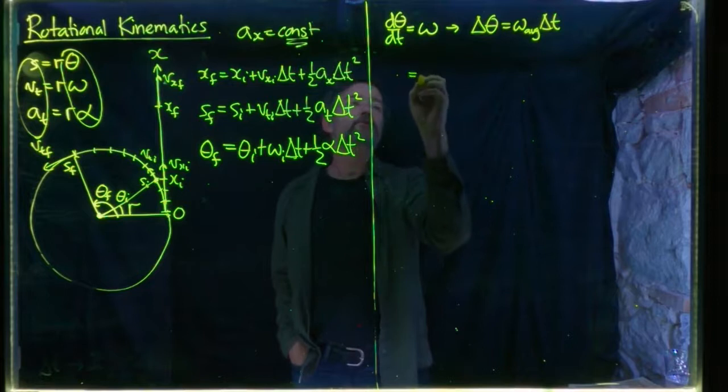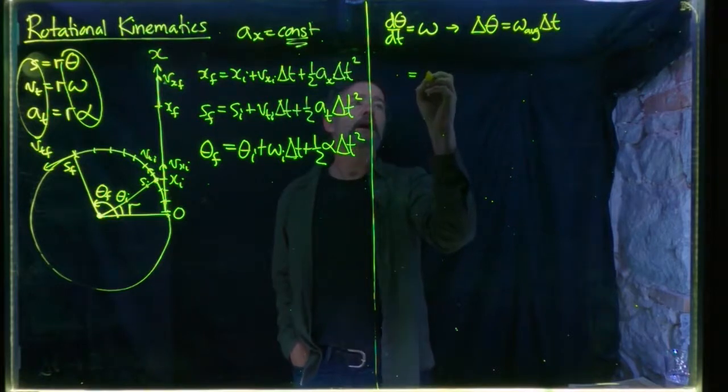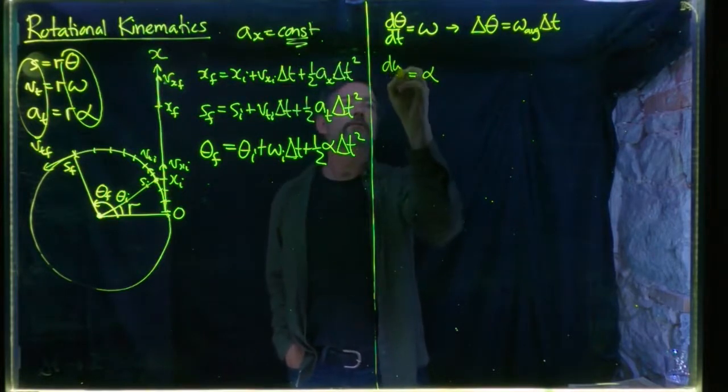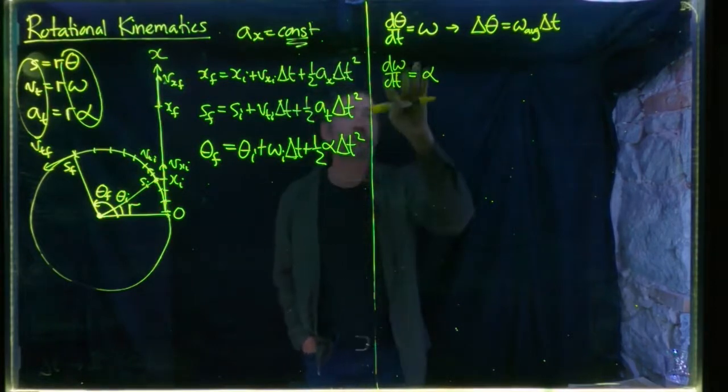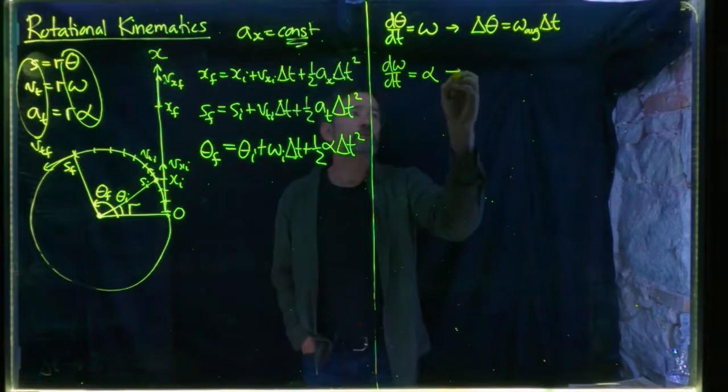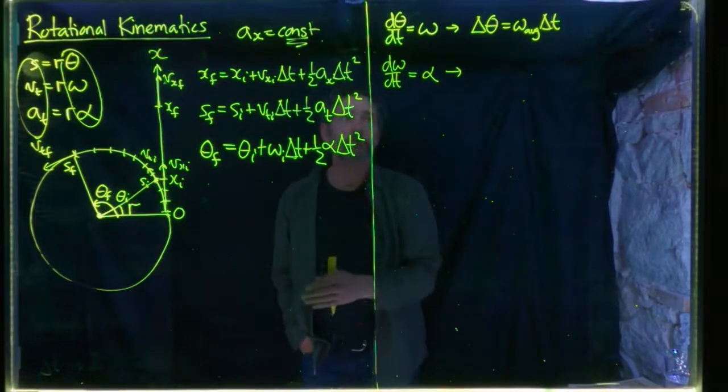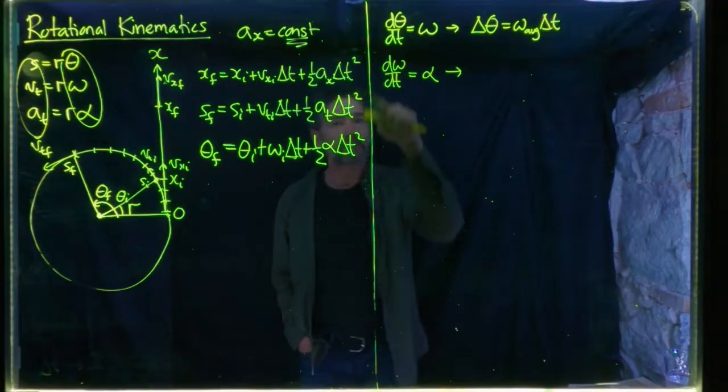There's also a relationship between the angular acceleration and the angular velocity. So the angular acceleration is the time rate of change of the angular velocity. Okay, and so what we do, like we did in the case of one-dimensional motion, is multiply both sides of this equation by dt, and then integrate both sides.